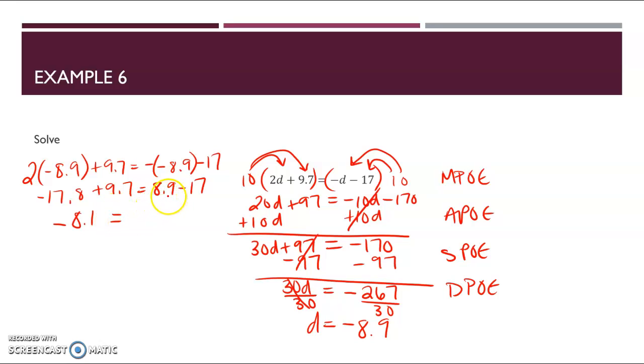And then when we do 8.9 minus 17, again, different signs, so subtract and keep the sign of the larger. The 17 is larger, so it's going to be a negative. And 17 minus 8.9 is 8.1. So we end up with the same answer on both sides, which means that d indeed equals a negative 8.9. And that is a correct answer.